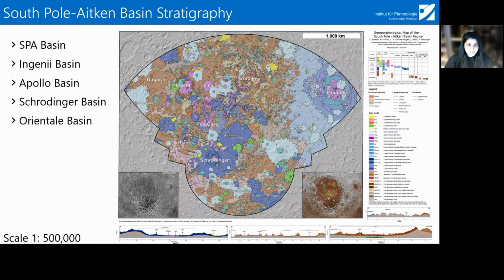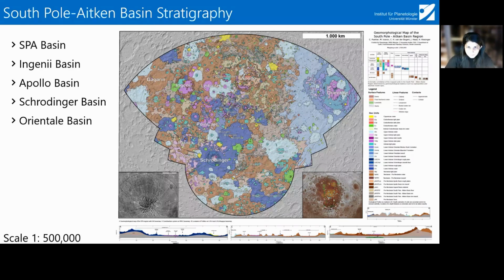So this is a geological map of the SPA that we have created in this region. As I was saying, we have everything from the oldest terrains to the youngest mares. Normally when we map, we use a previously established stratigraphic system, commonly Wilhelms' 1987 stratigraphic system. But when we map at a higher resolution, we have to divide the stratigraphic system. For this region, we use a few other stratigraphic markers.